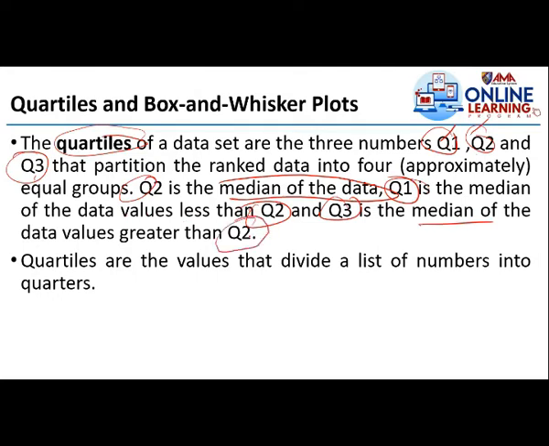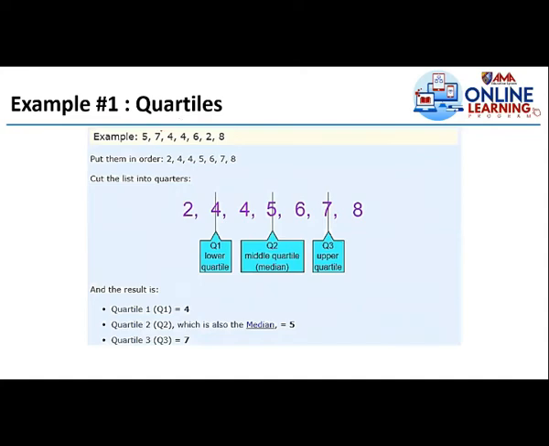Now let's have an example. So 5, 7, 4, 4, 6, 2, 8. Okay? So you rearrange muna or arrange it in order: 2, 4, 4, 5, 6, 7, 8. Then, to get the quartiles, quartile 1, quartile 2, and quartile 3, as you can see, nahati siya sa apat. Ito, at saka ito na grupo. Okay? So, how to get quartile 1, quartile 2, and quartile 3?